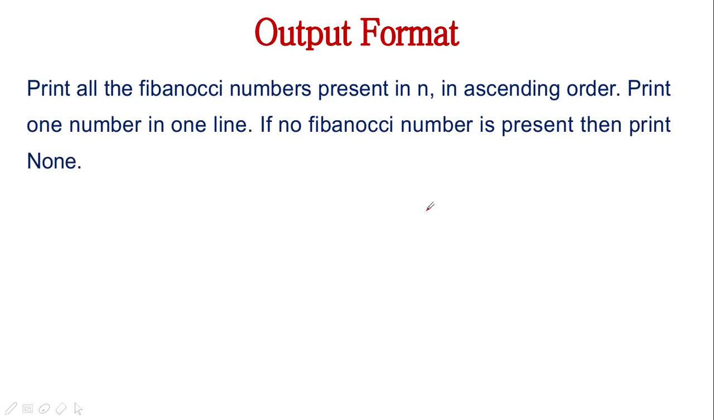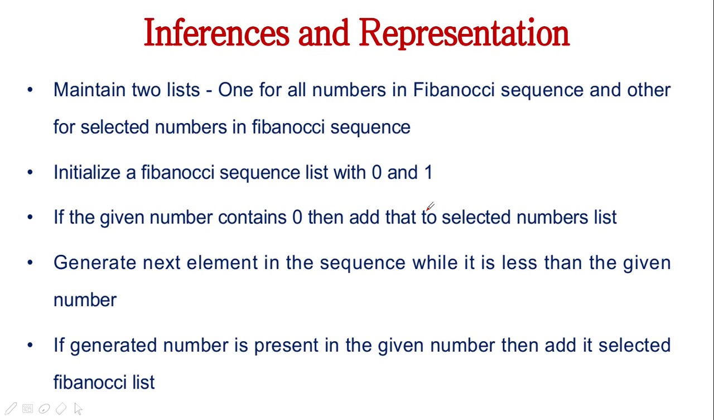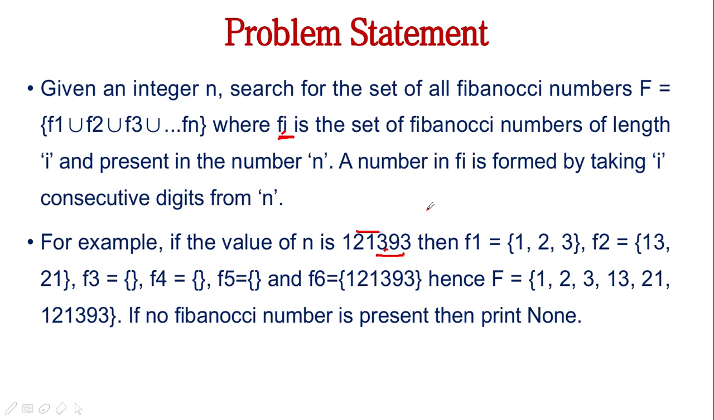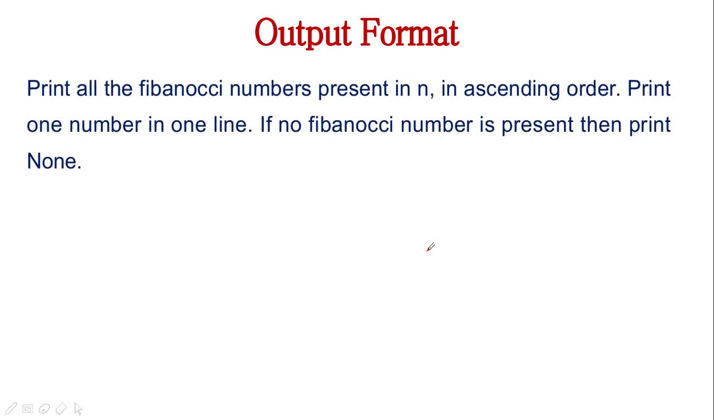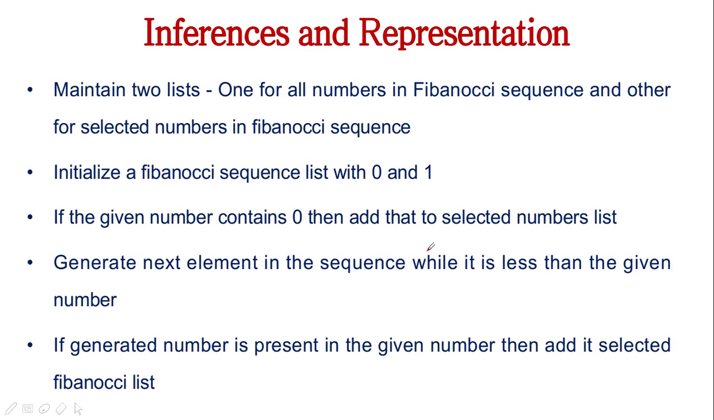Here what I am going to do is start with generating the Fibonacci numbers, and I will generate up to values less than n. Okay, so if this is the input, then I will generate all numbers in the Fibonacci sequence which are less than this number. I will store it, and each time I generate a new number, I will check whether it is present as a part of the given number, right? And I will add it to another list called selected Fibonacci numbers.